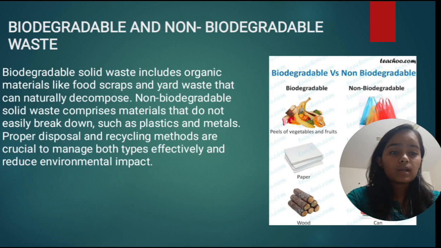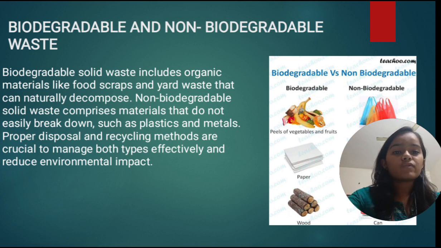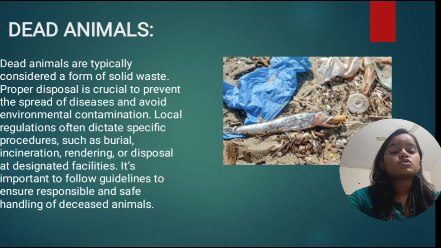Next, let's move on to the biodegradable and non-biodegradable waste. Biodegradable solid waste includes organic materials like food scraps and yard waste that can naturally decompose. Non-biodegradable solid waste comprises materials that do not easily break down, such as plastics and metals. Proper disposal and recycling methods are crucial to manage both types effectively and reduce environmental impact. Next, dead animals. Dead animals are typically considered a form of solid waste. Proper disposal is crucial to prevent the spread of diseases and avoid environmental contamination. Local regulations often dictate specific procedures such as burial, incineration, rendering, or disposal at designated facilities. It's important to follow guidelines to ensure responsible and safe handling of deceased animals.